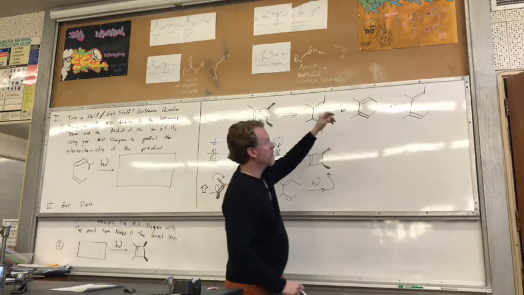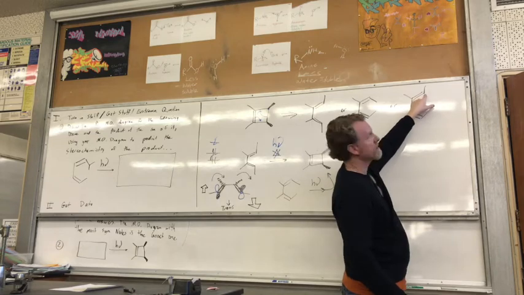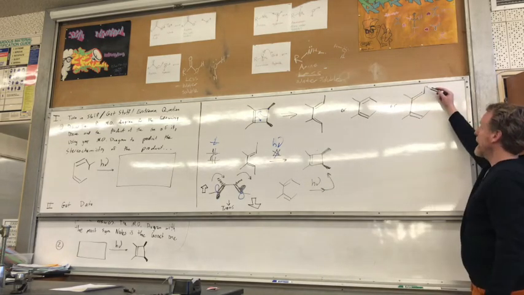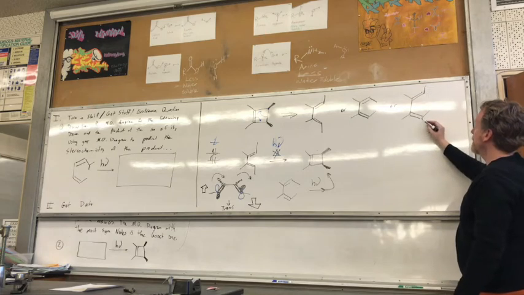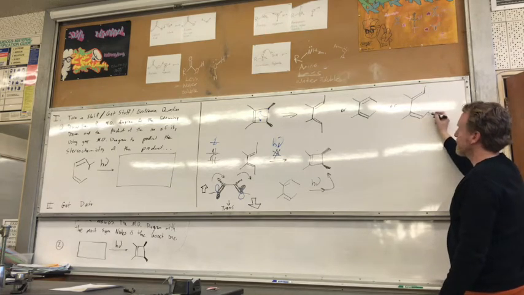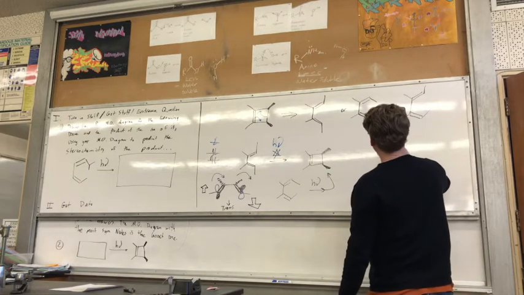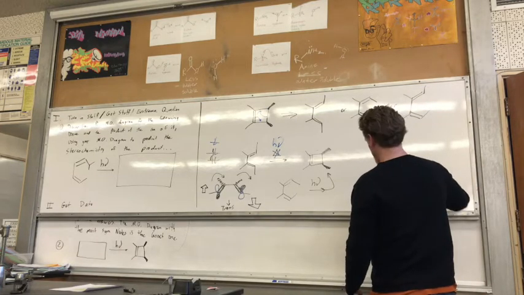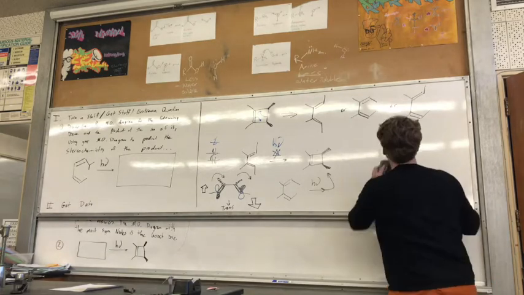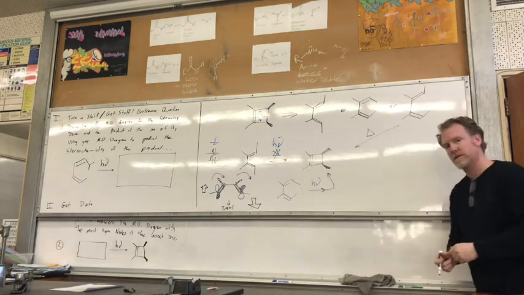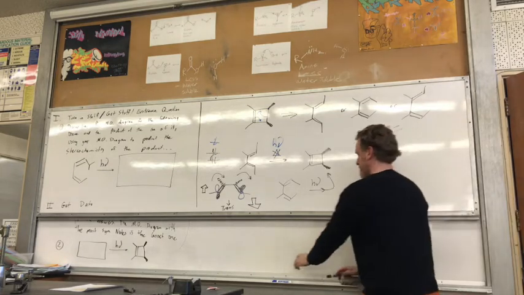Then, when I go to one that has one E alkene up here, and one, highest priority here, one Z alkene down here, then I'm going to need to do that one with heat. I want you to confirm this. Check it.